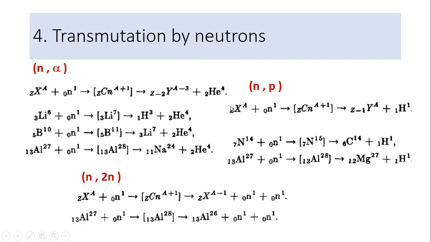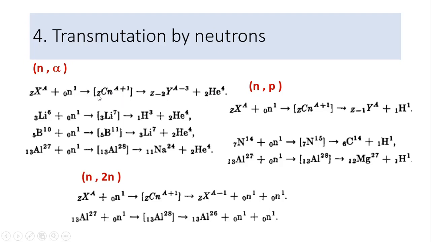The fourth one is the transmutation by the neutrons. As we have said earlier, there are three different types of transmutations by neutrons: with the emission of the alpha, with the emission of two neutrons, or with the emission of the protons. With the bombardment of the neutron, it will only increase the mass number by 1 in the compound nucleus, and there is emission of the alpha. With the emission of the alpha, there is a decrease of 2 in atomic number and a decrease of 4 in mass number as compared to the compound nucleus.